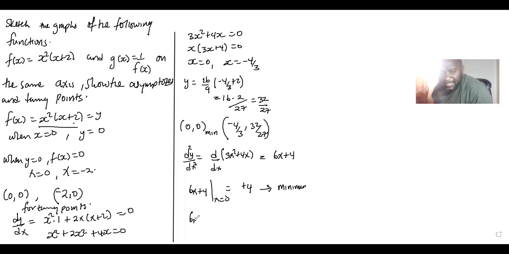Then also 6x plus 4, substitute there x is equal to negative 4 out of 3. What do you get? You'll get 6 times negative 4 out of 3, which is negative 24 out of 3, plus 4, which is negative 8 plus 4. You'll get a negative 4, which corresponds to a maximum. So this is a maximum turning point.